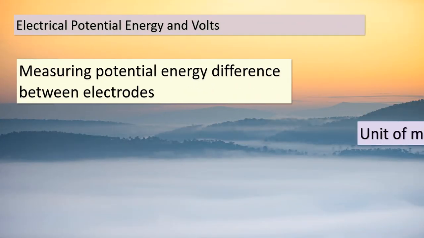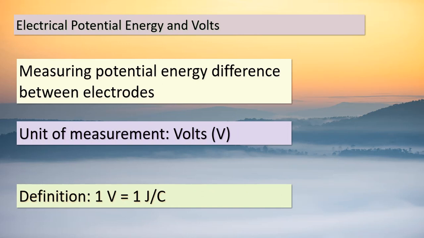Welcome back, students. Today, we're delving into the intriguing world of electrical potential energy and the concept of volts. Electrical potential energy is the energy associated with the position of charged particles within an electric field. We measure the difference in potential energy between two electrodes in units called volts.